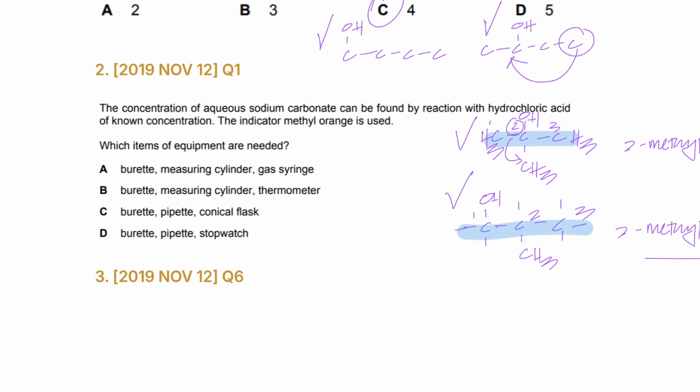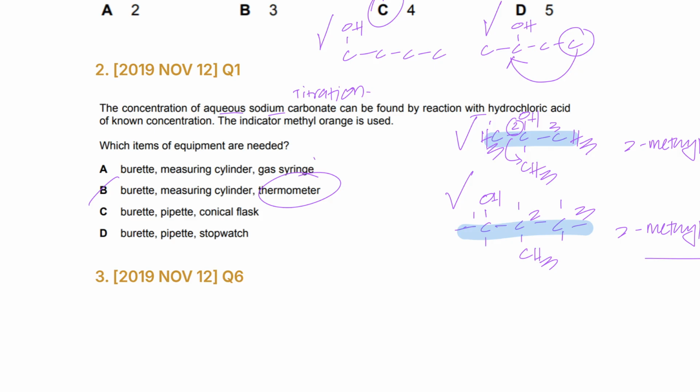Here, the concentration of aqueous sodium carbonate can be found by reacting hydrochloric acid of known concentration. The indicator used is methyl orange, so it's basically titration, right? Sodium carbonate is aqueous, and that's also aqueous, so you're literally performing titration. For titration, we need a burette, we need a measuring cylinder, and you don't need a thermometer in this case. I'm not measuring temperature change, so B is wrong.